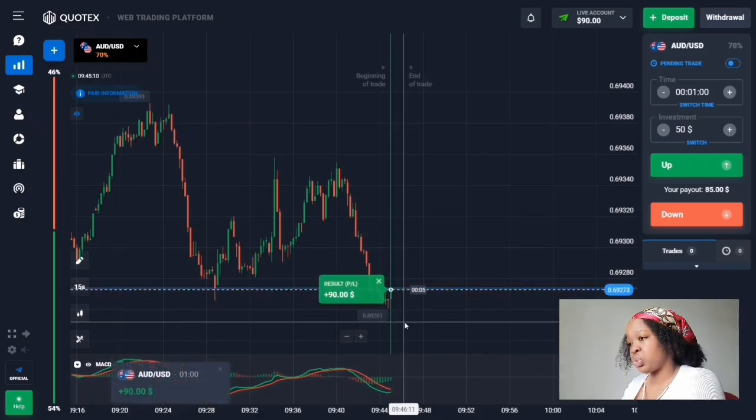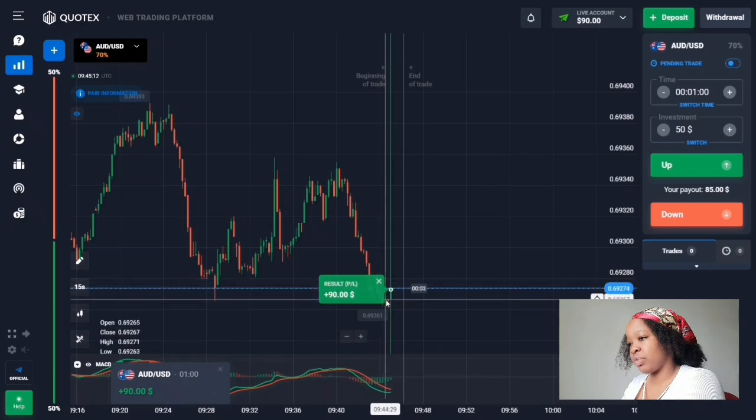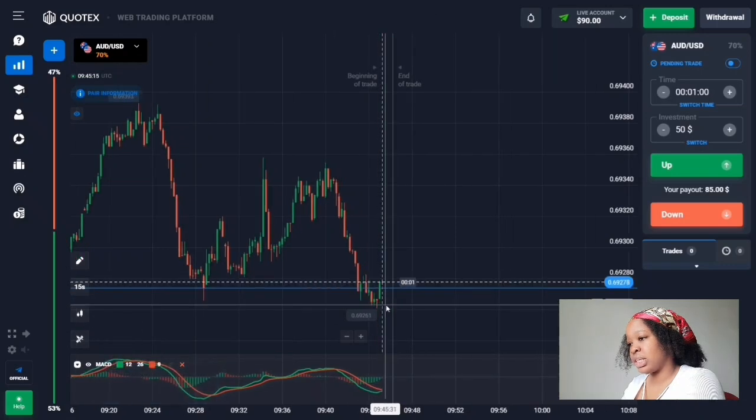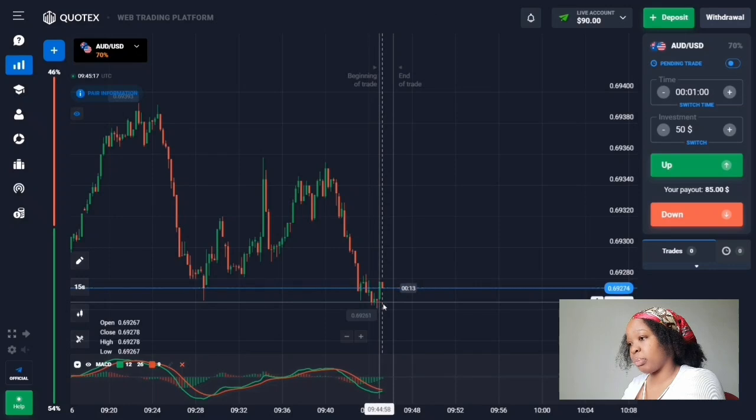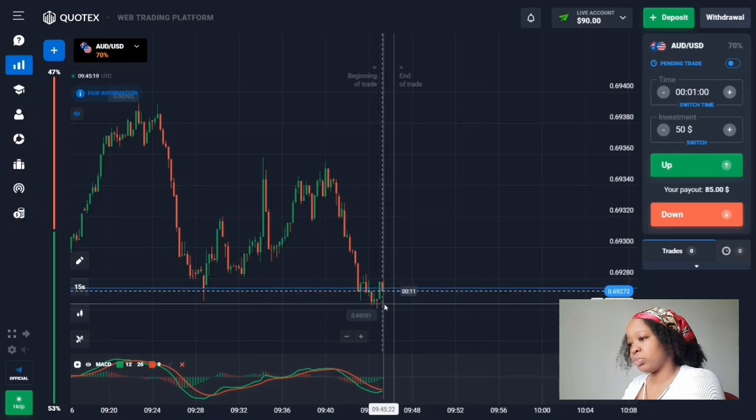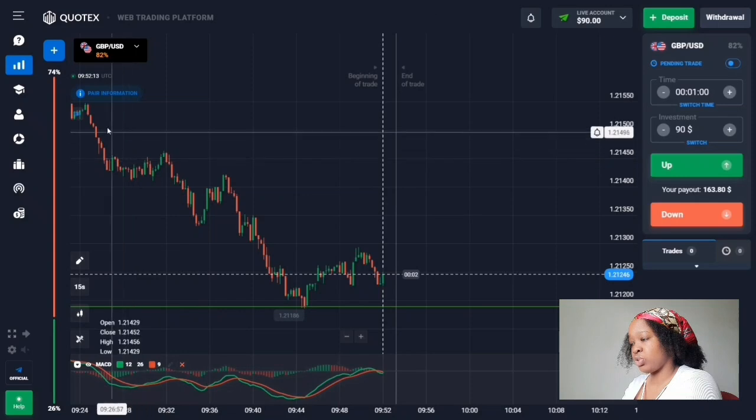So analyzing this situation, price trended down and I've got the profit. So thanks to this indicator, the price movements were clear for me. So I'm ready to go on. So this is the down trade.